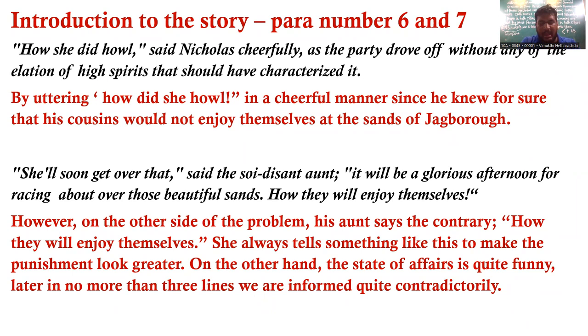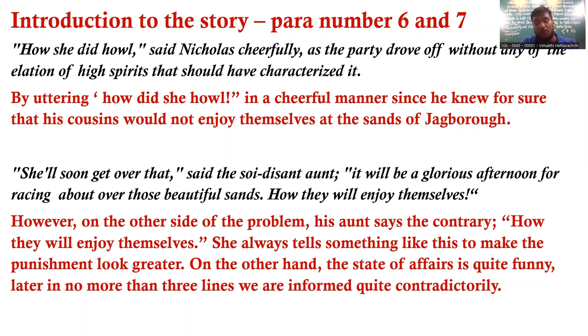Then what is the reference made by the aunt? Said the distant aunt, "It will be a glorious afternoon for racing about over those beautiful sands. How they will enjoy themselves." Now you can clearly understand this aunt is trying to get the attention of Nicholas. See the diction used by the aunt: it will be a glorious afternoon.